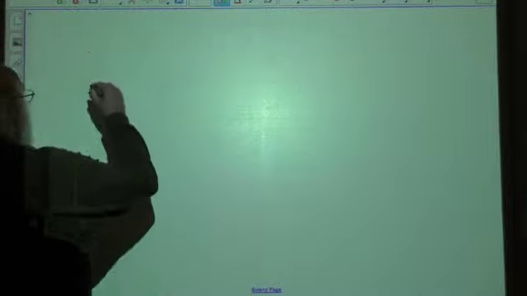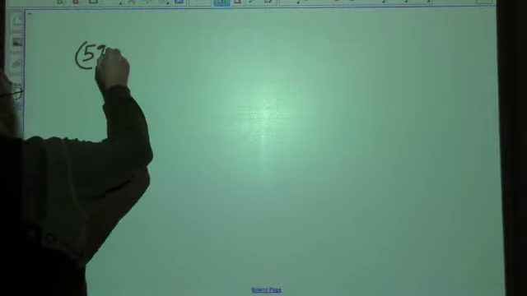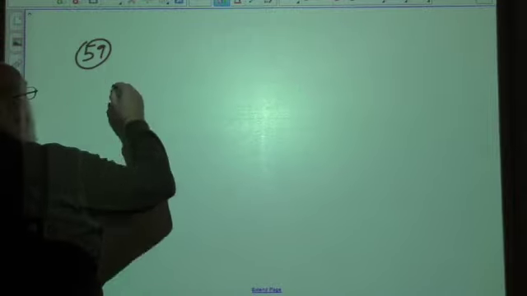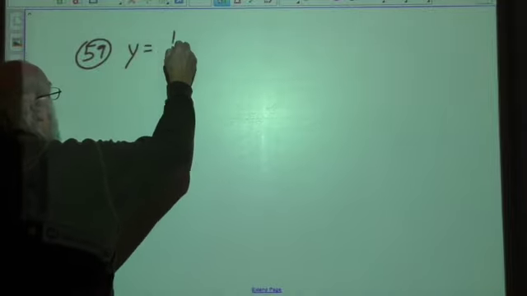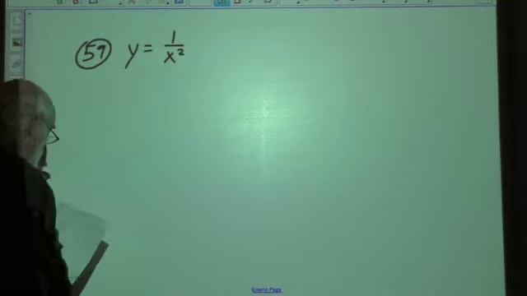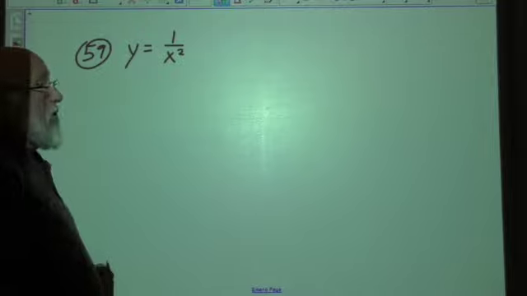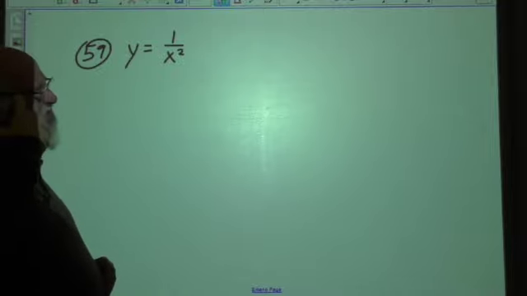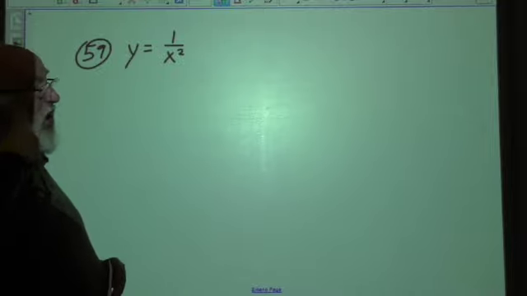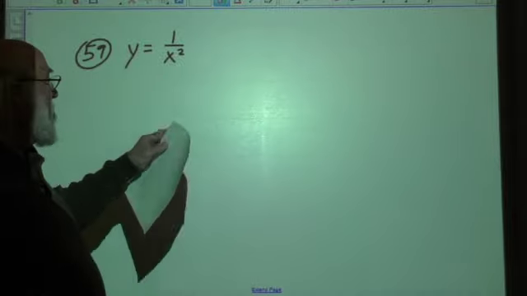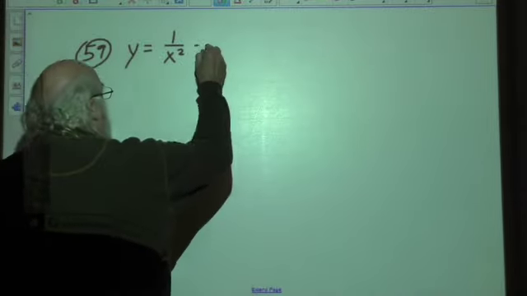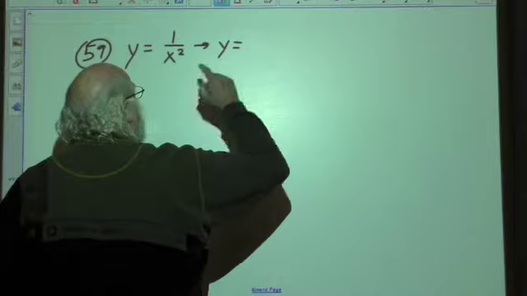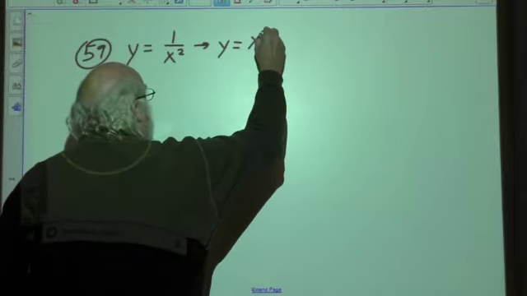Problem number 59. We're given y equals 1 over x squared. Now, because we're using the power rule, we need to change this into a negative power here. So this becomes y equals x to the negative 2 power.